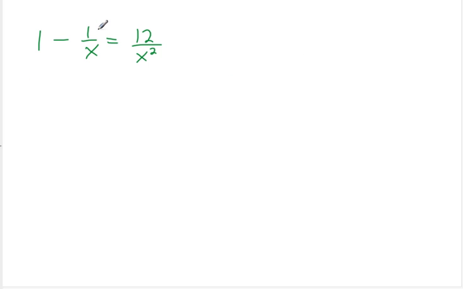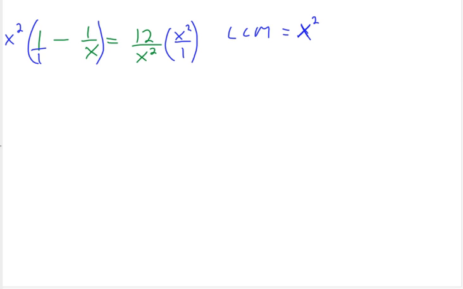So we have 1 minus 1 over x equals 12 over x squared. Again, the LCM is what I'm going to find. So the LCM equals, this one is just a 1, so the LCM is x squared. It's the smallest thing that is a multiple of everything here. So if I multiply everything by x squared, I'm going to end up with x squared times 1, that's easy, minus x squared over x equals, and then these will go away, leaving us with 12. And x squared over x we know is just x, right?